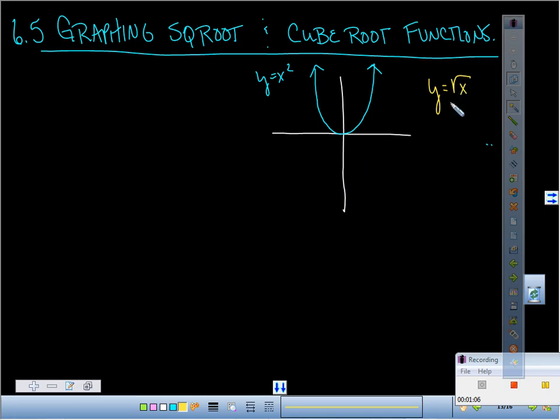Now, what did it look like? A sideways parabola, right? That opens to the right. But we restricted it to what? Just which part? Yeah, the top part up here. Okay? So it looks like that.